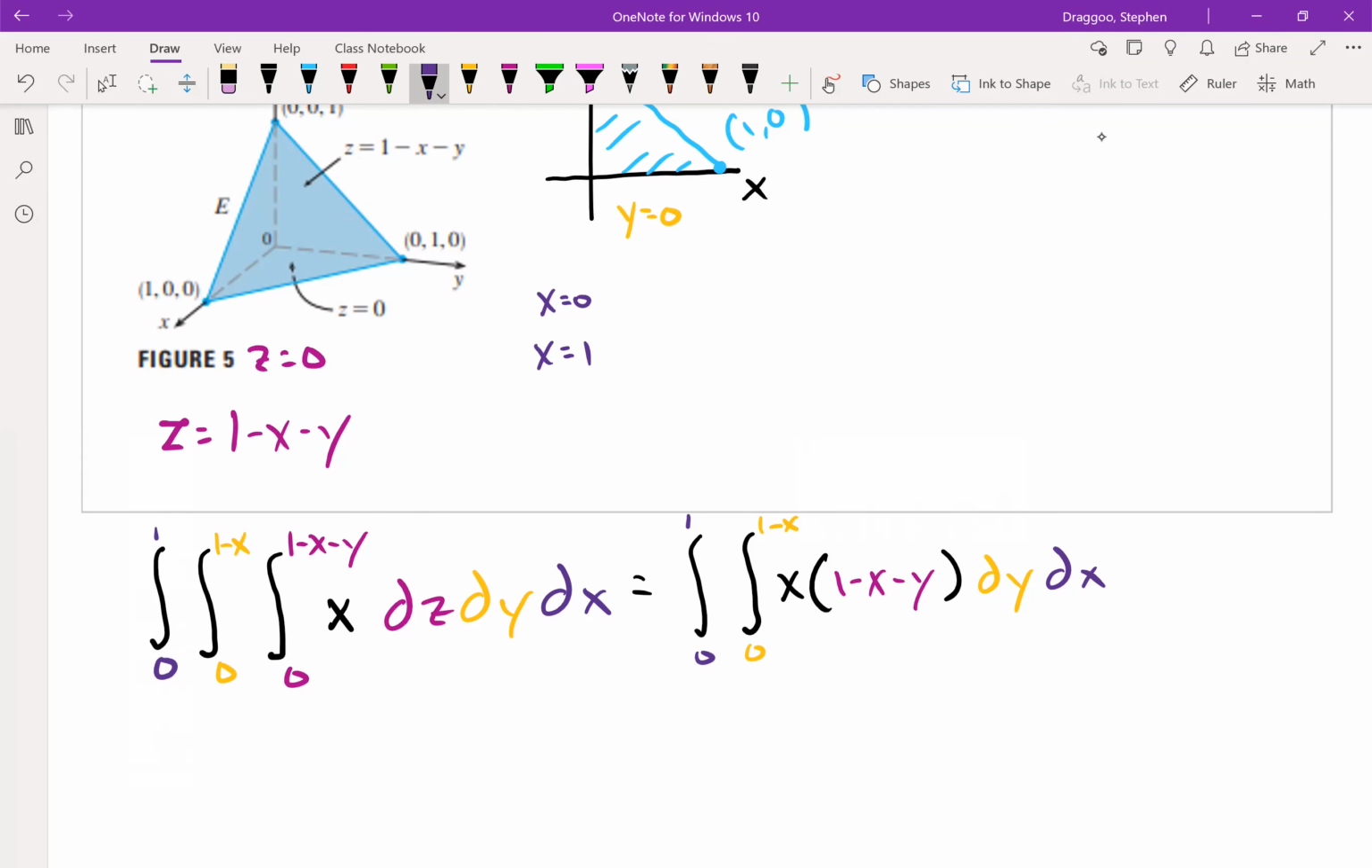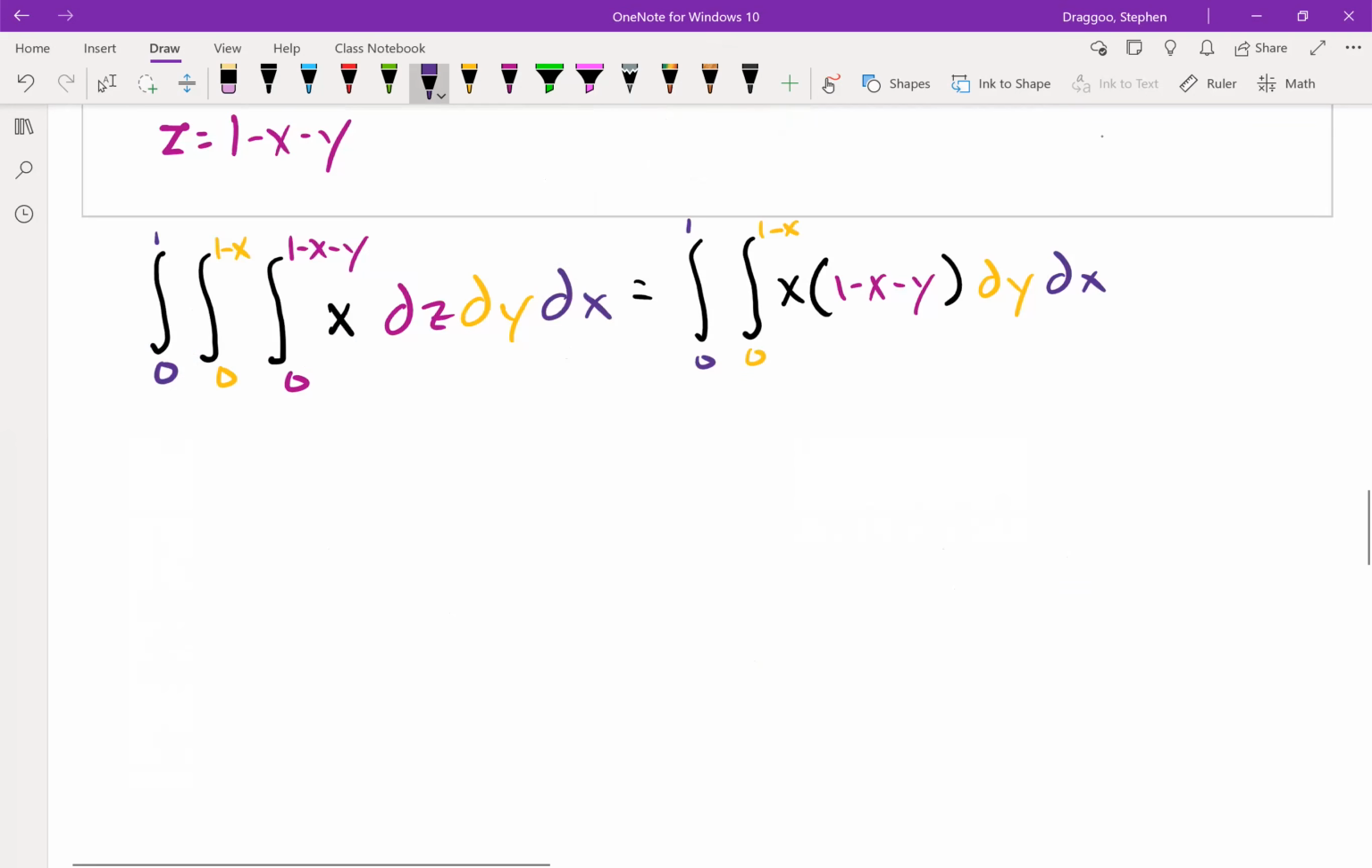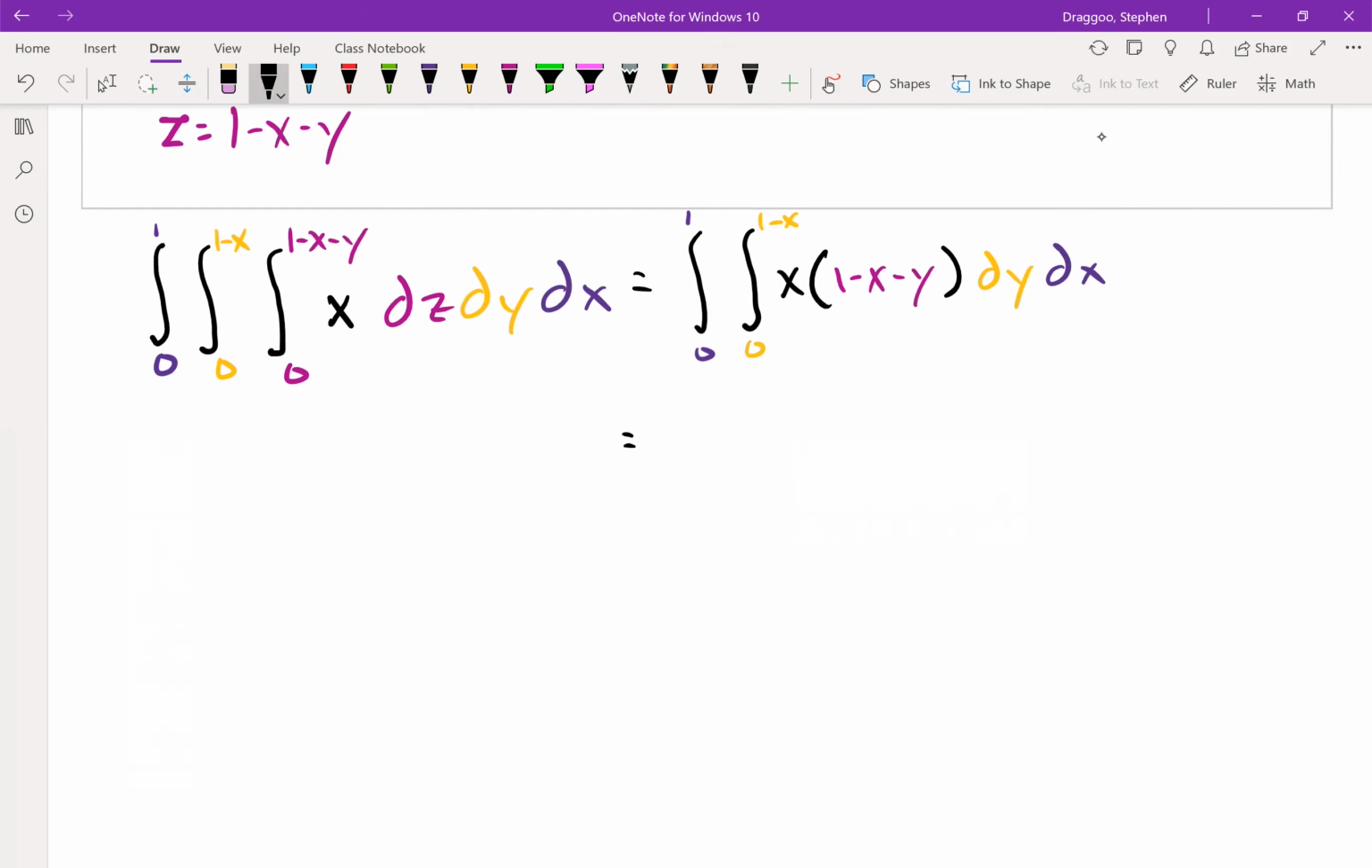So let's integrate that thing with respect to y. Doing so, what'll we get? Well, looks like we can simplify this thing to x minus x squared times y minus x y squared over 2.